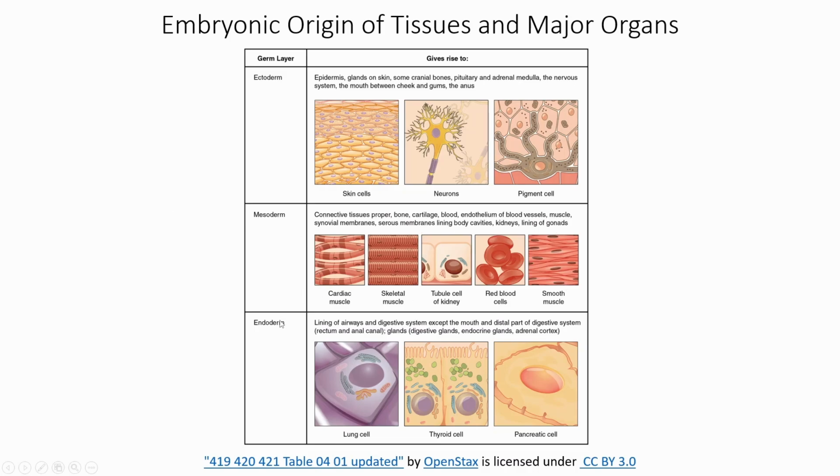And then the endoderm is the very inner lining, so the inside lining of your lungs, the inside lining of your digestive system, the glands, so endocrine glands, the adrenal cortex, the digestive glands, these are all coming from the endoderm.